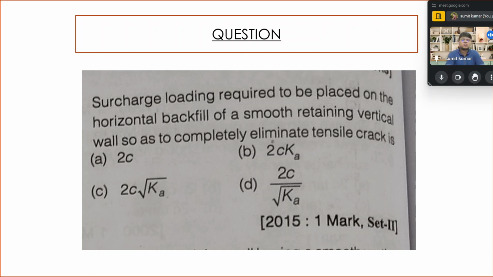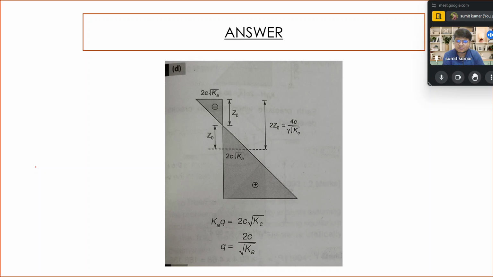Okay, so the surcharge loading required to be placed on the horizontal backfill of a smooth retaining wall so as to completely eliminate the tensile crack. I think this question we already solved earlier as well, where we came to know that this value is going to be 2C root K, and how we have done this, you are very much aware. So see if things are there. Okay, so we know K multiplied by gamma Z plus q as surcharge minus 2C root K.